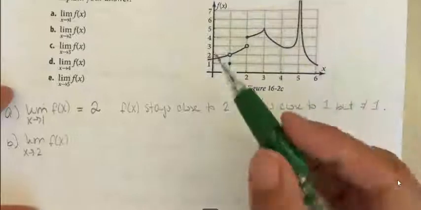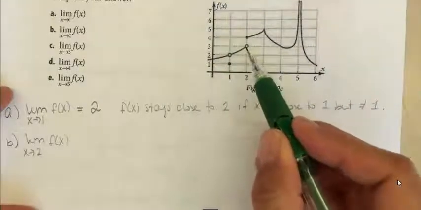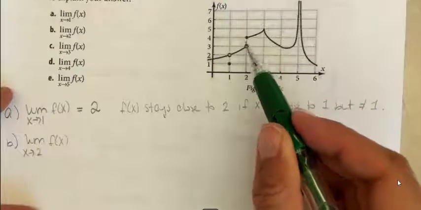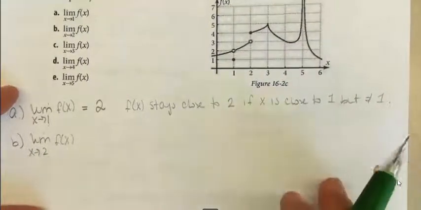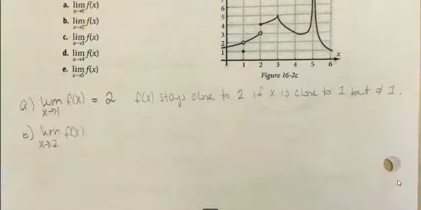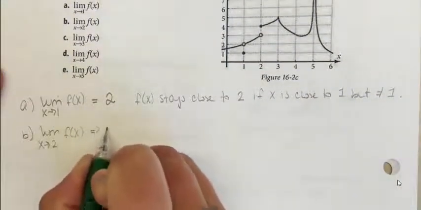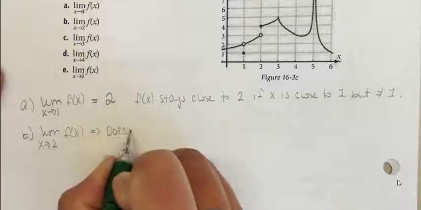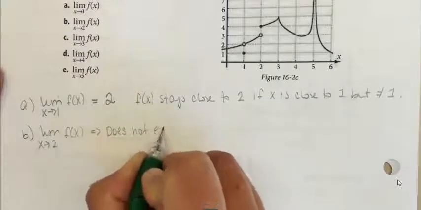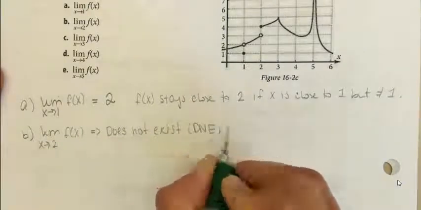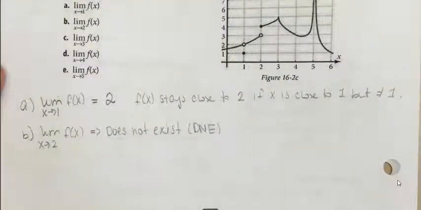As I come from the left, I'm approaching 3. But as I come from the right, I'm approaching 4. So it's either 3 or 4. Well, it can't be either because it's the one number. Okay? So this we call does not exist, or you could abbreviate it DNE.